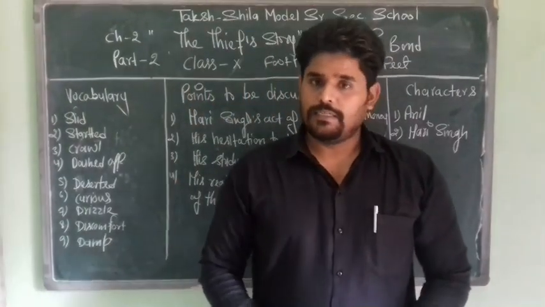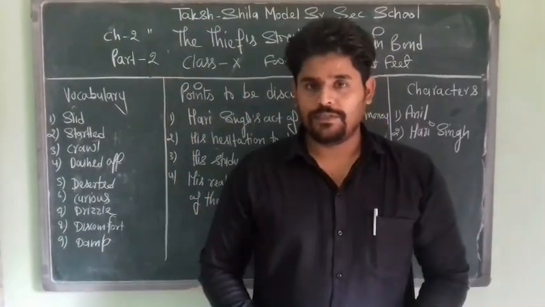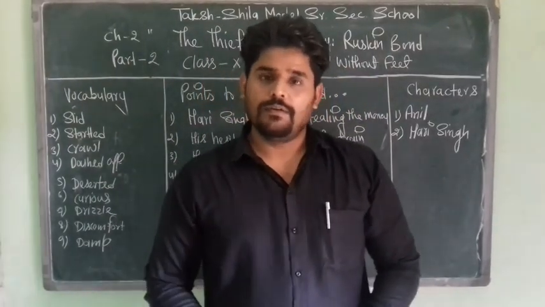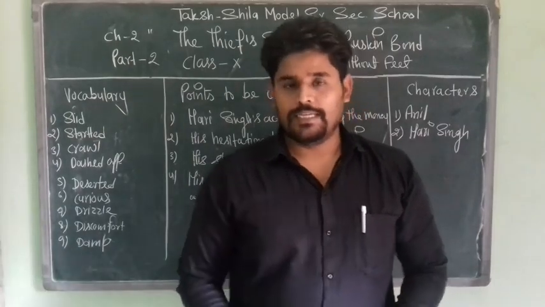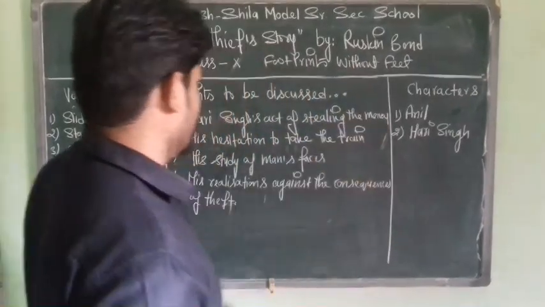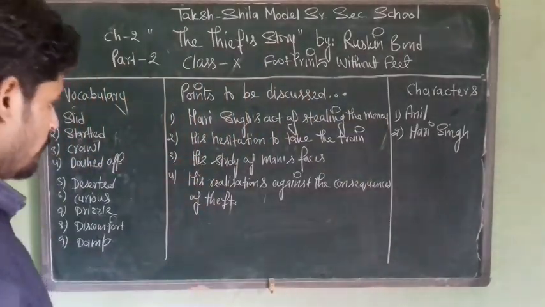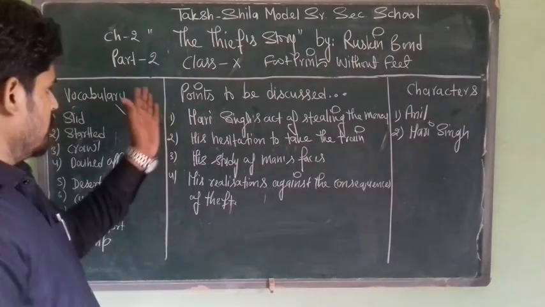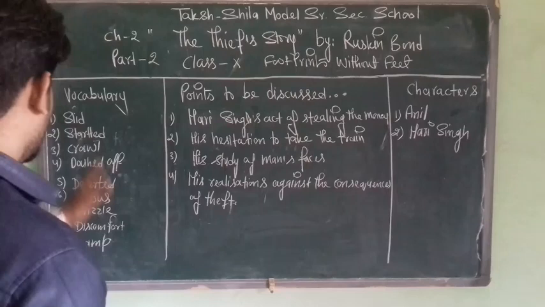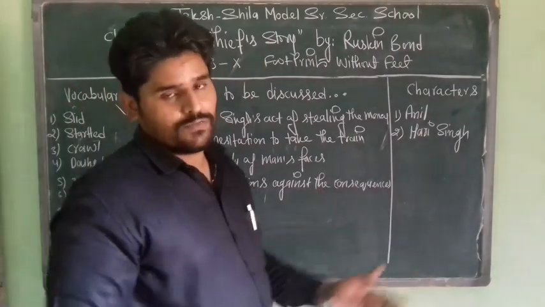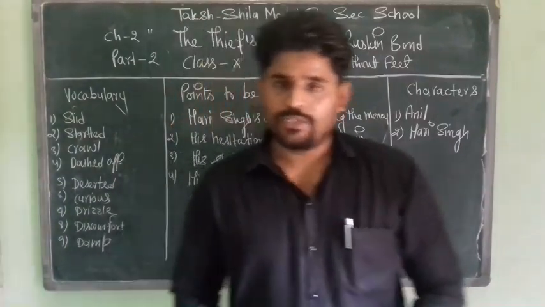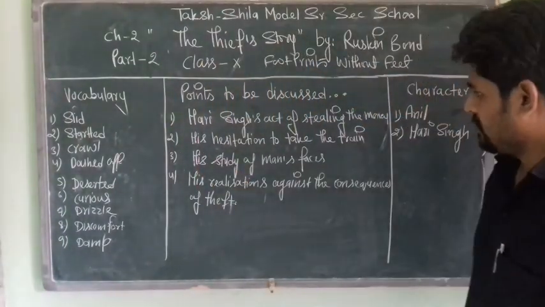So students, here it is in the part number 2 of this chapter. We will come to know more about this chapter. So let us begin. As usual, I have written the points to be discussed. We will discuss these 4 points. In the previous part of this chapter, we had 4 points that we discussed. Again, we have 4 points, and this is the vocabulary section, and characters we have already discussed.